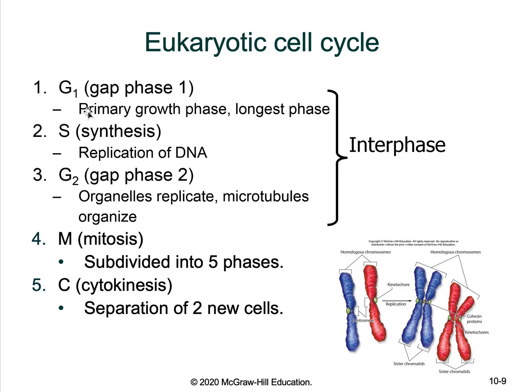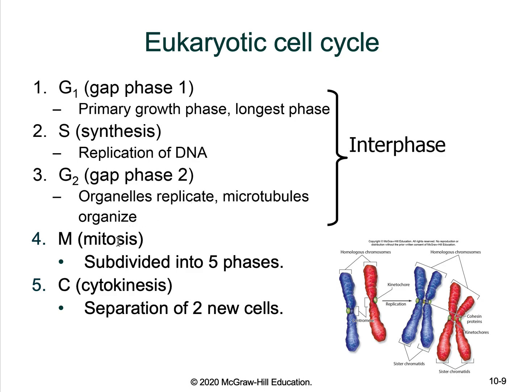G1 is growth, that the cell is growing, and that's also the longest phase. And in G2, your organelles replicate. Organelles are things like mitochondria, Golgi apparatus, lysosomes, so those are organelles, and this is when they get replicated.